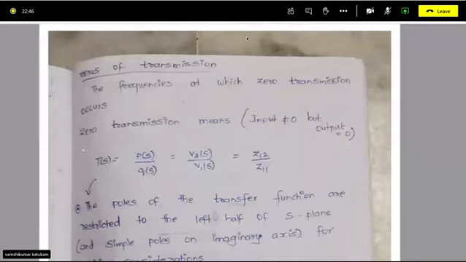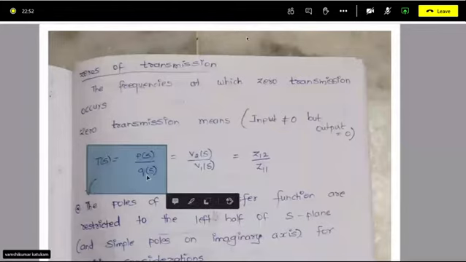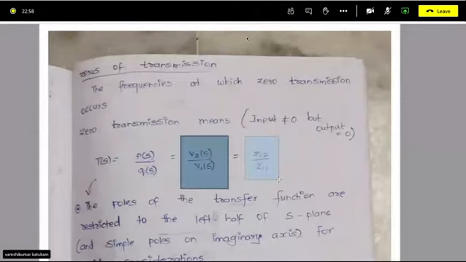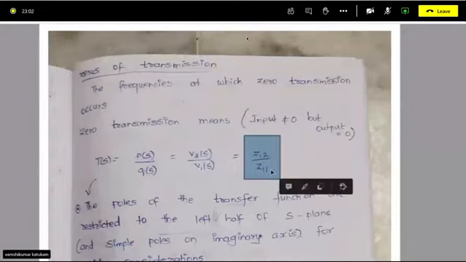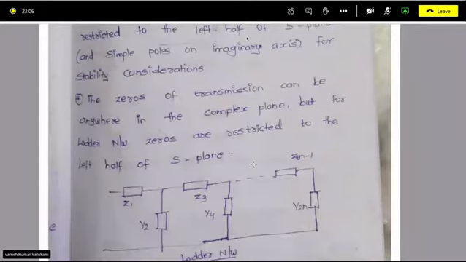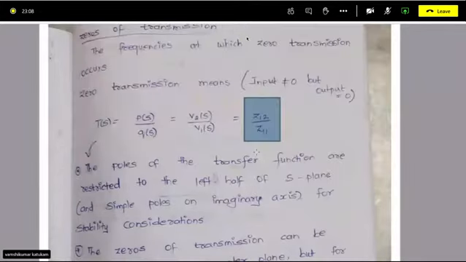So now T of S you can express it like this: P of S upon Q of S, which is V2 of S upon V1 of S, which is also Z12 upon Z11. Now coming to that, we have to synthesize a network for this transfer function.